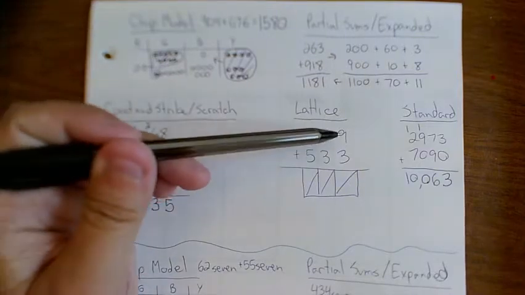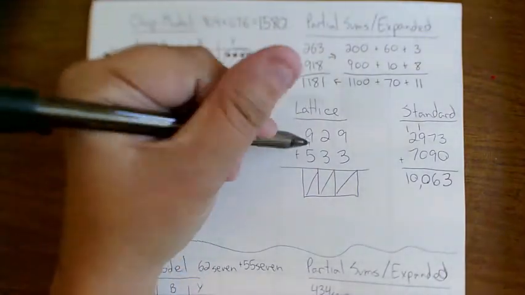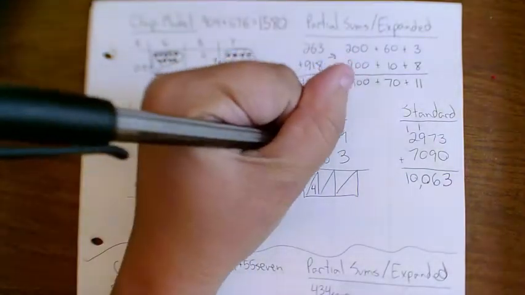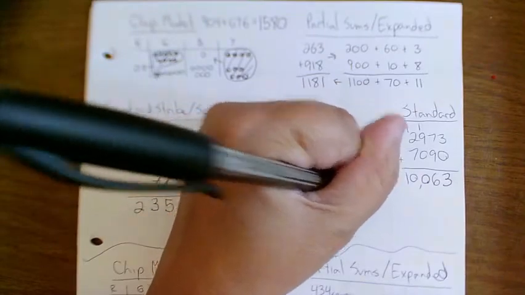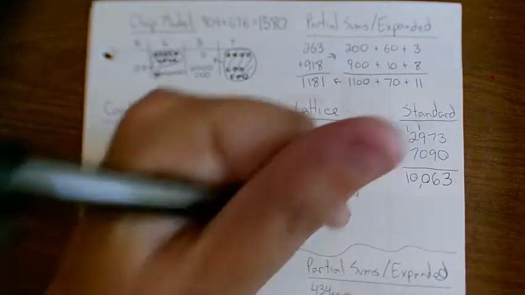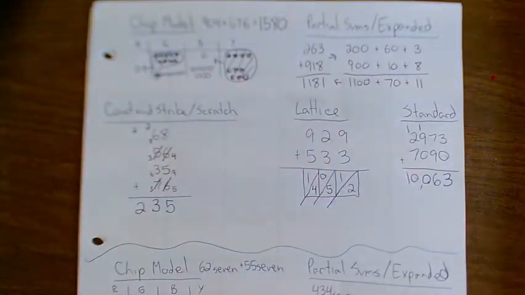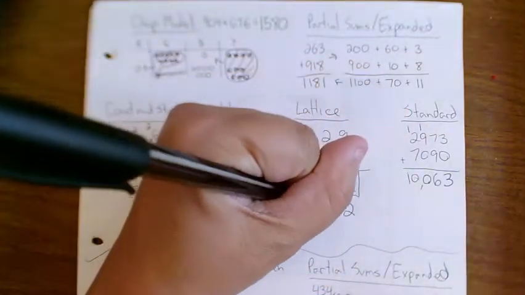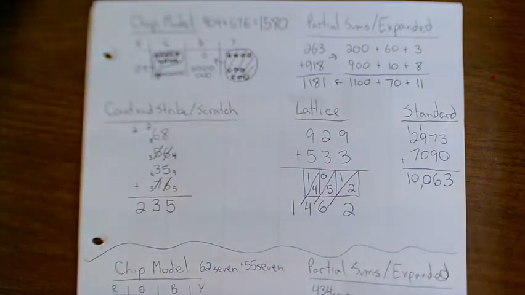But the nice idea about this is that, again, we do no regrouping whatsoever. So 9 plus 5 is 14. And then 2 plus 3 is 5. And then 9 plus 3 is 12. And then we get our answer if we extend this lattice diagonally. We add along the diagonals. So our answer should be, let's see, 2, 5 and 1 makes 6, 4, 1. So 929 plus 533 is 1462.